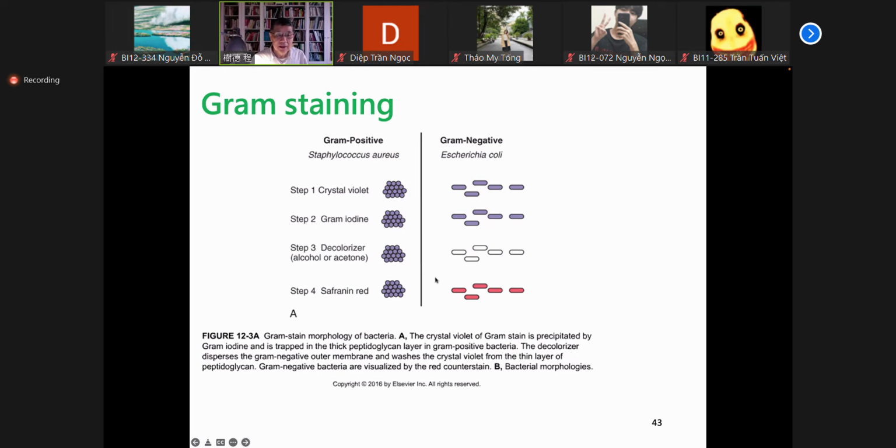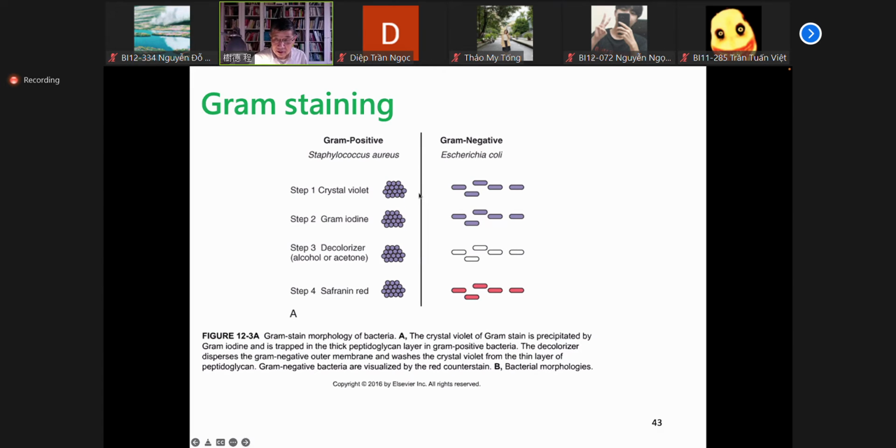The staining is divided into four simple steps. The first is crystal violet. Crystal violet is a violet, deep blue colored dye. Apply this dye to the cells. The cells have to be fixed, that is, killed on a slide. And then wash the dye off.